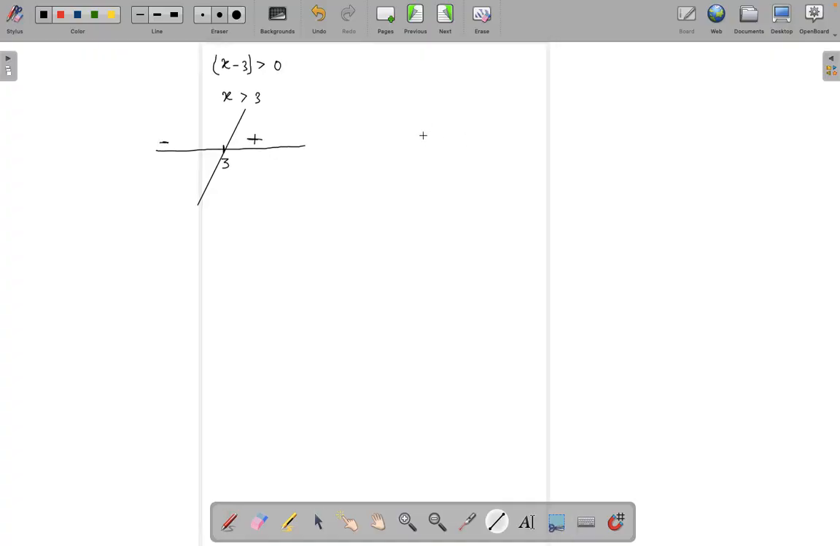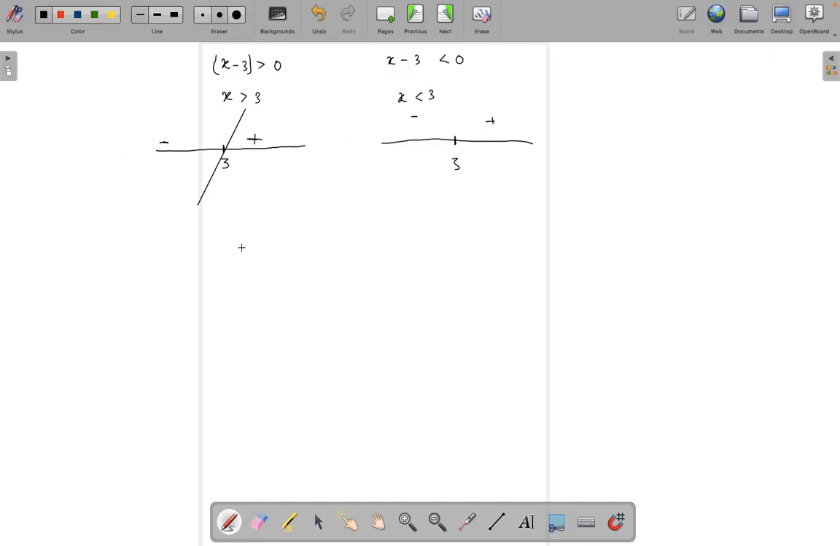Similarly, if you write x minus 3 is less than 0, now you're not interested in this region, you're interested in this region. Again, do the same thing: 3 is the 0. Beyond this 3, it will be plus. Here it will be minus. So you are only interested in this region. So x is less than 3.